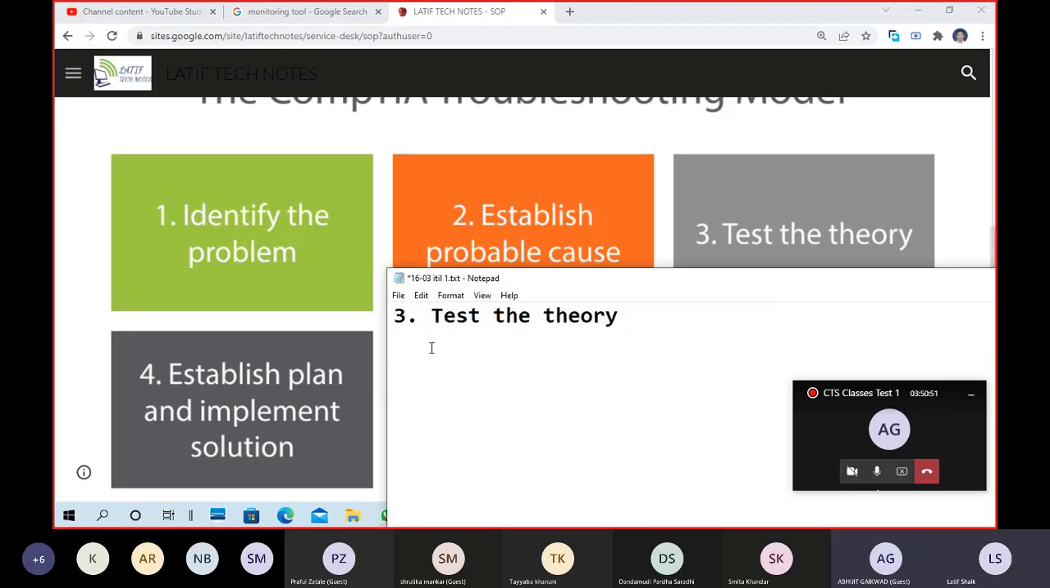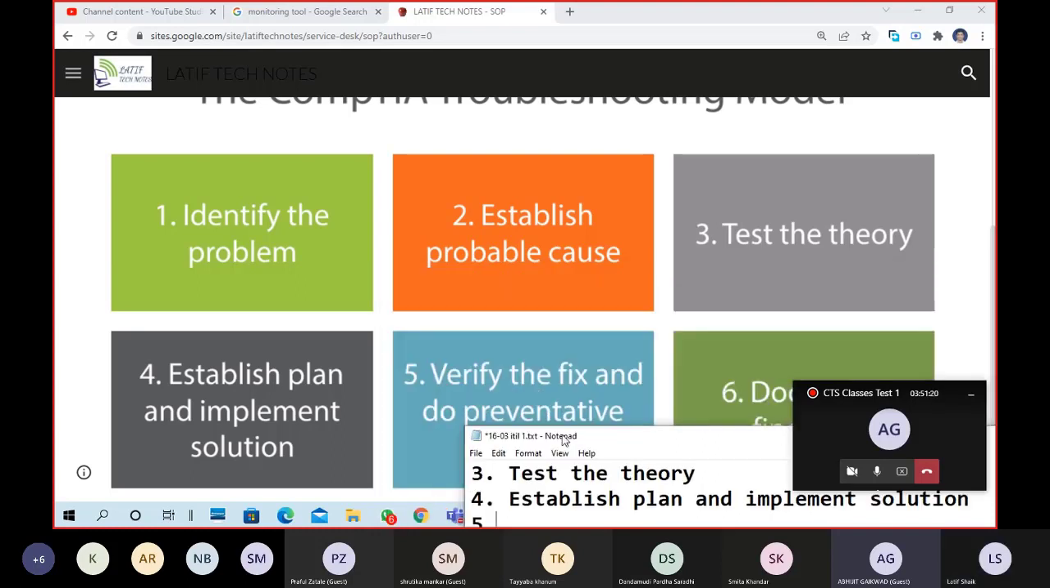Test the theory. So what is the probable cause? Why this problem may occur, and make sure that that is the problem. It is because of something. Implement. Try to plan for an implementation. Once your implementation solution is done, test whether it is working, and take a survey. Document things. That is another one.